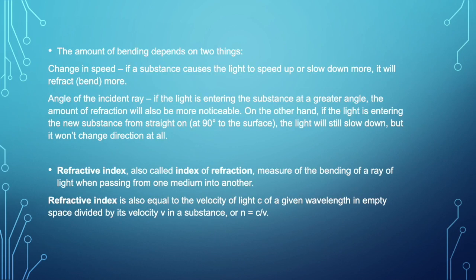This is called refraction. Now the amount of bending depends on 2 things, the change in speed and the angle of the incident ray. If a substance causes the light to speed up or slow down more, it will refract or bend more. If the light is entering the substance at a greater angle, the amount of refraction will also be more noticeable. On the other hand, if the light is entering the new substance from straight on at 90 degrees to the surface, the light will still slow down, but it won't change direction at all.